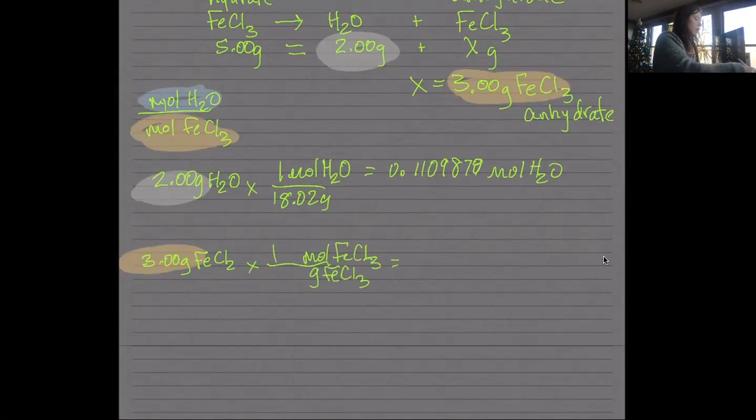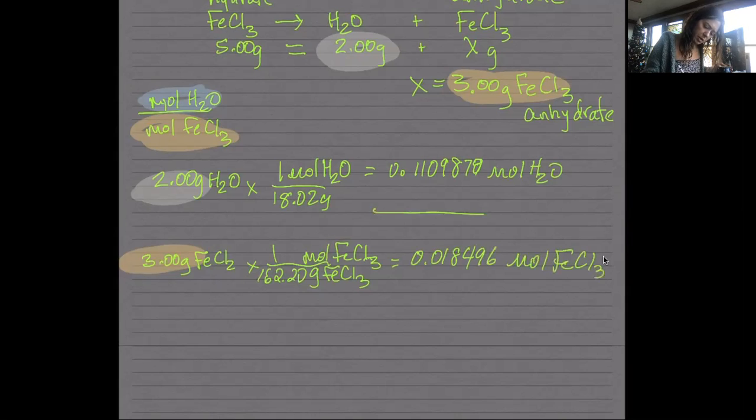1 mole. Iron is 55.85 and chlorine is 35.45 times 3. So I've got 162.20. When I get my moles, I'll do 3 divided by that, and I get 0.018495. I'll make that a 6.